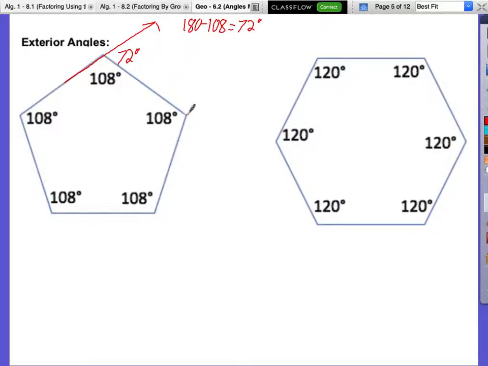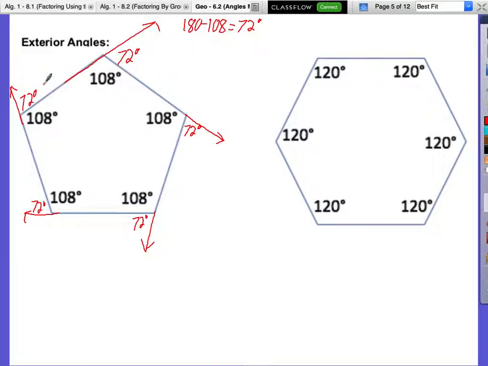So if I continue to do that here, what would this angle be? 72 degrees. Do it here, 72 degrees. Do it here, 72 degrees. Do it here. Did I cover every angle by doing this?